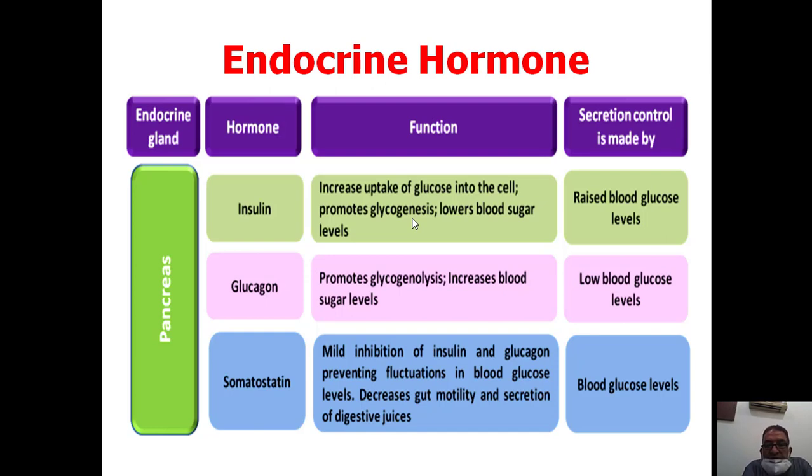Now, somatostatin is the controlling hormone which controls glucagon and insulin secretion, prevents fluctuation of blood glucose, and regulates gut motility and the secretion of various enzymes. These are multifactorial activities of somatostatin. It maintains the blood glucose level and necessary nutrients within the GIT. So these are the important hormones secreted by the islets of Langerhans, present within the pancreas in the parenchyma: insulin, glucagon, and somatostatin.